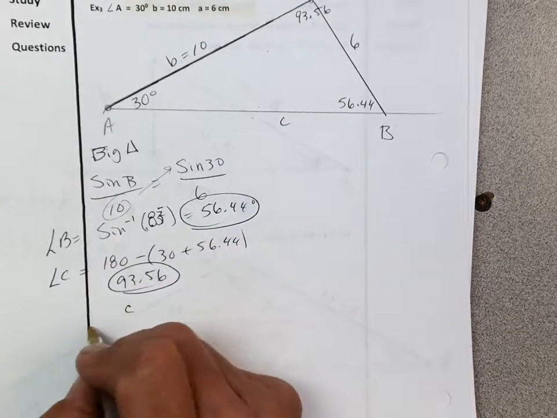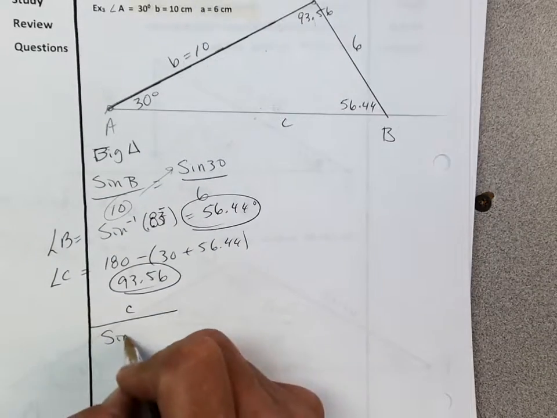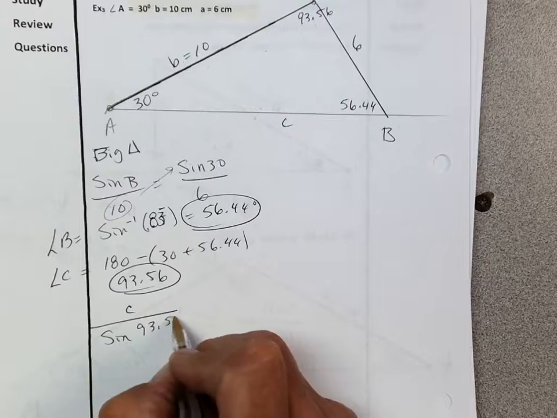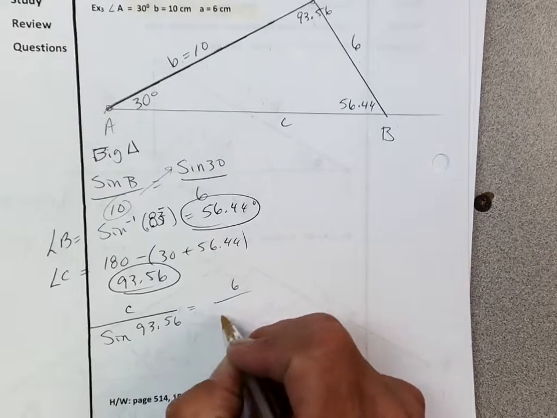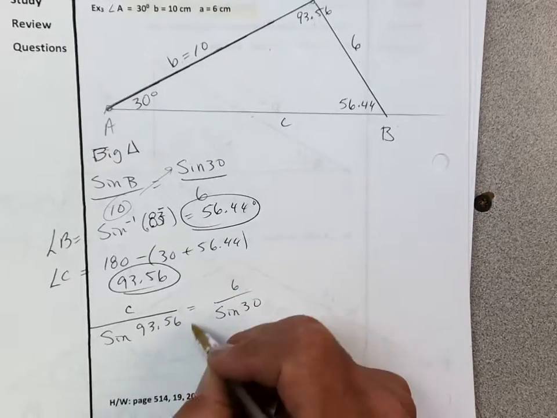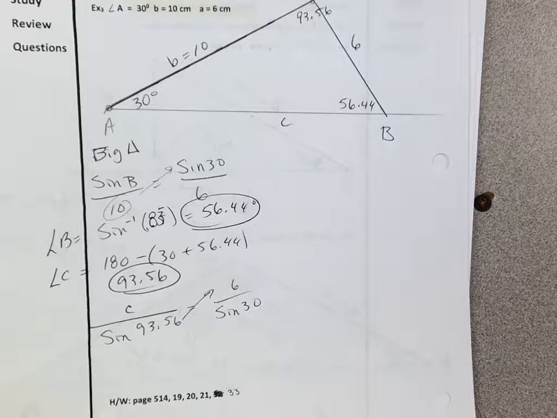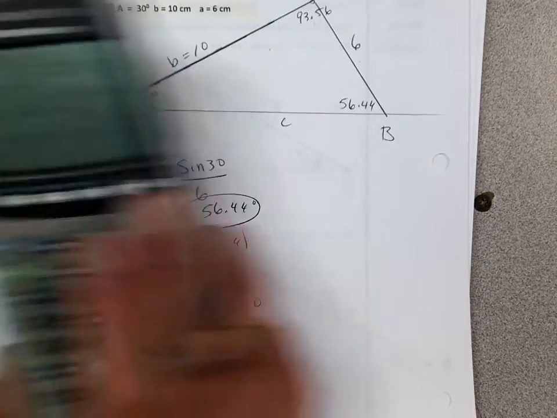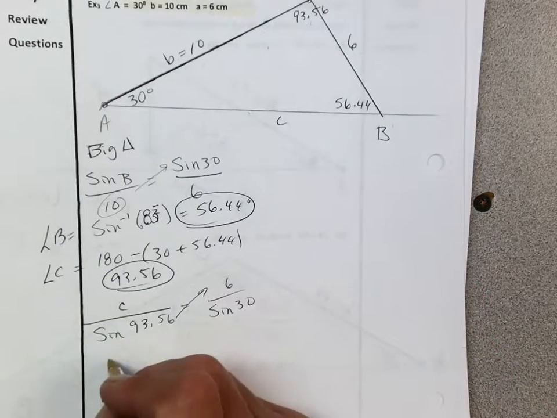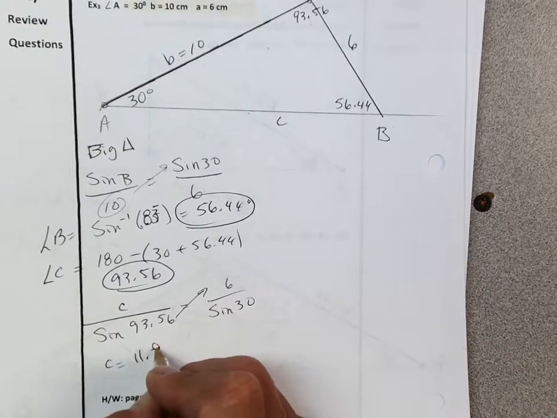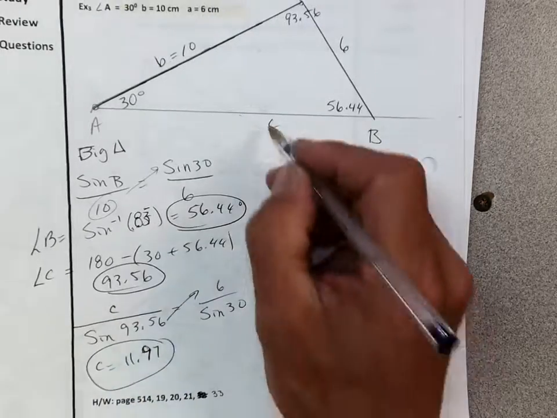So we'll set up little c over the sine of its opposite angle, which is 93.56, equals the 6 over the sine of 30, right? Okay, multiply up by 6, and it goes 6 times the sine of 93.56. Close my parentheses, divided by sine of 30. Okay, there it is on my calculator. Enter, and I get an answer about 11.97. Okay, so little c is about 11.97. Okay, not too bad, right?